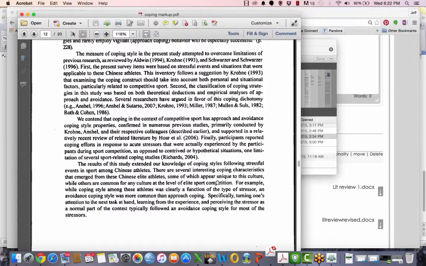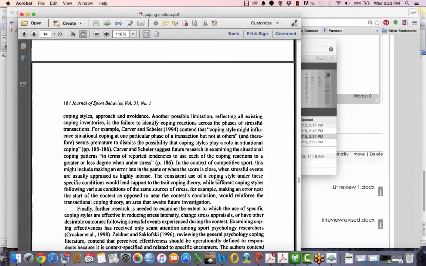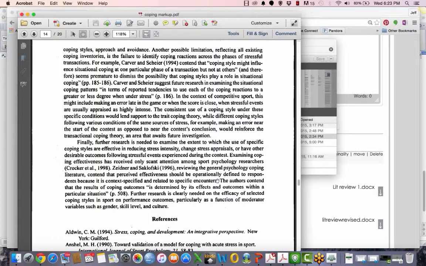The authors concluded, the results showed. So you do like the first one, you do the results showed, blah, blah, blah. And then in addition, the authors concluded that Chinese athletes had a higher amount of acute stress. Period. It's very short, sweet, to the point. It's results. And then the last portion is you look to see if the authors actually concluded something.